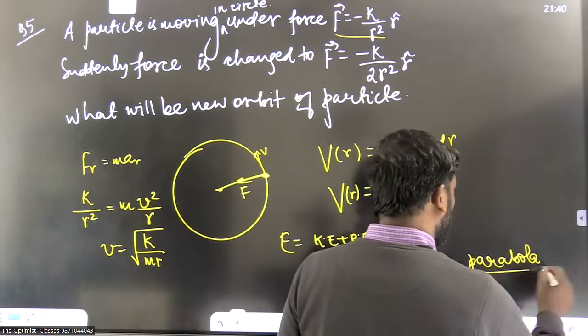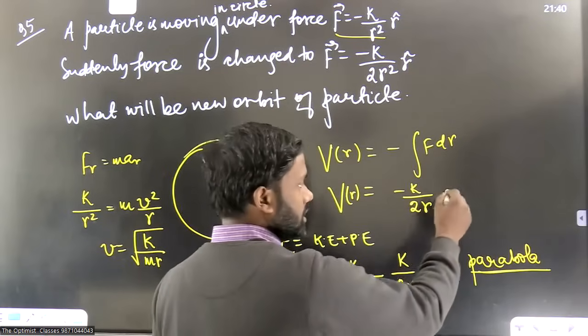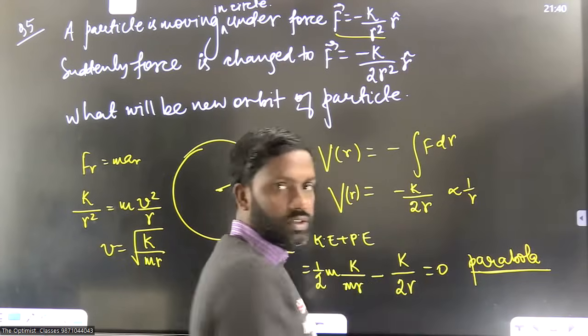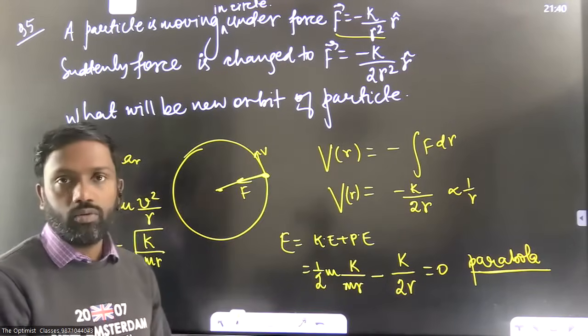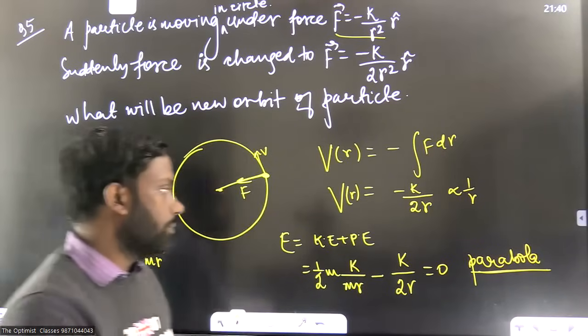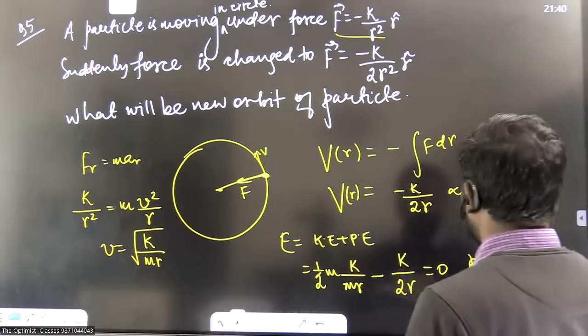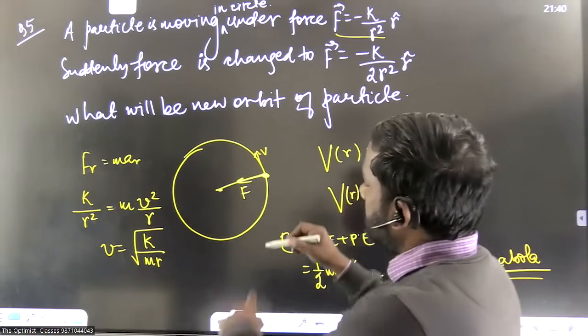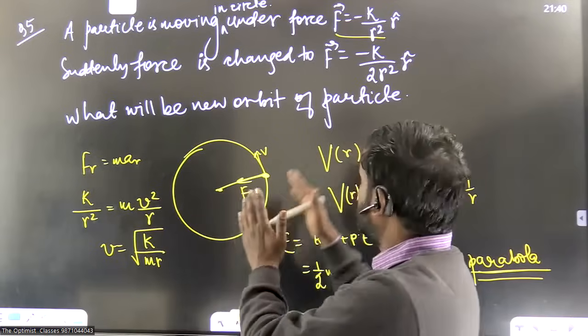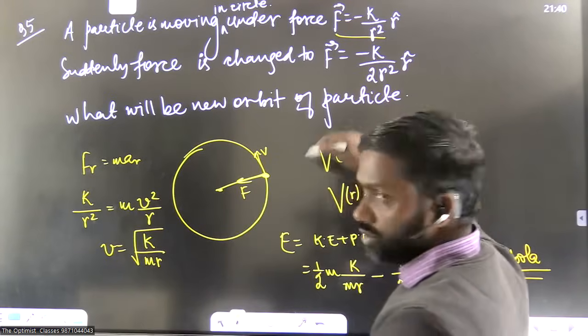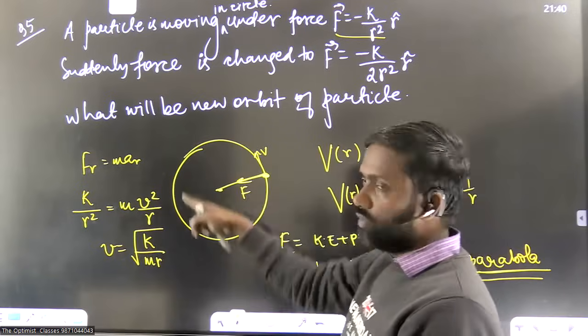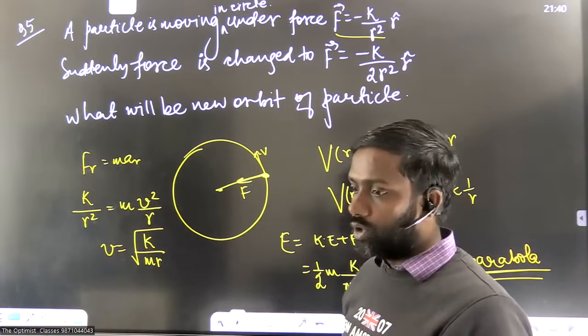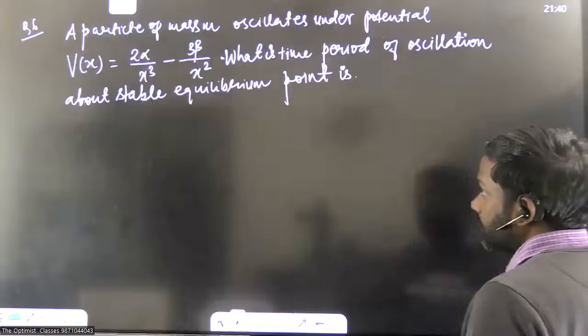It is not always the case, but whenever potential is proportional to 1 by r and energy is 0, your orbit is parabola actually. So therefore correct answer will be parabola. So particle was initially moving in circle. When force is suddenly changed to this value, particle will no longer be moving in circular path, it will go into parabolic path. Okay, now another question.